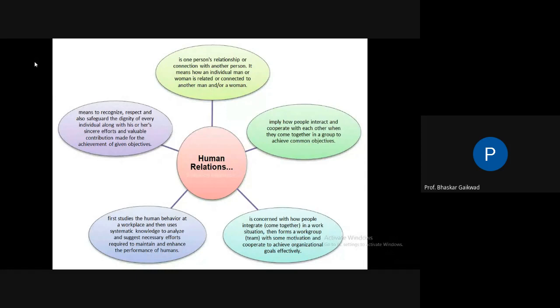Why does this relation need to be maintained? Because both have common goals. Okay, so in order to achieve the common goals, there should be good relations between the others, and if there are good relations, then there will be good achievements in the industry. So this is about the human relations between the work study and our industry.